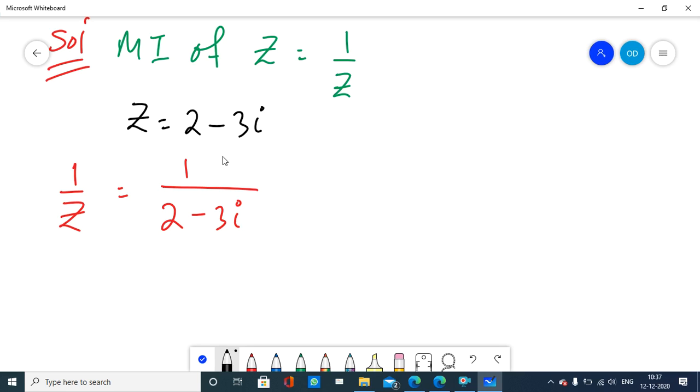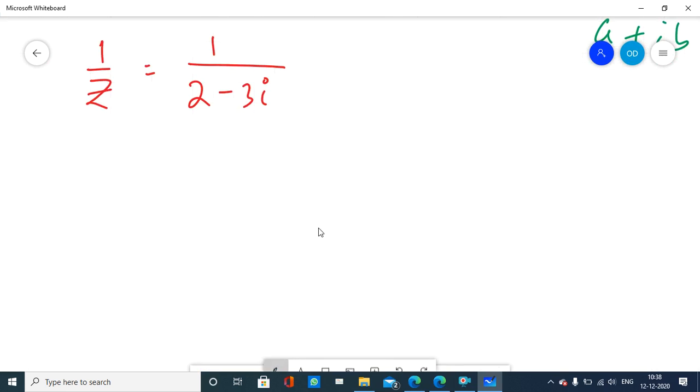But we cannot stop here. Even though this is a complex number, it is right now not in its standard form. And what is the standard form of a complex number? a plus ib, some real number plus i times another real number. This is called the standard form of a complex number. So anyhow you have to bring this into its standard form.